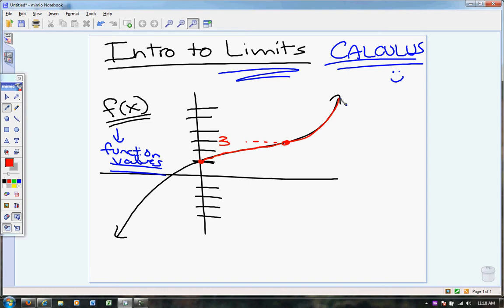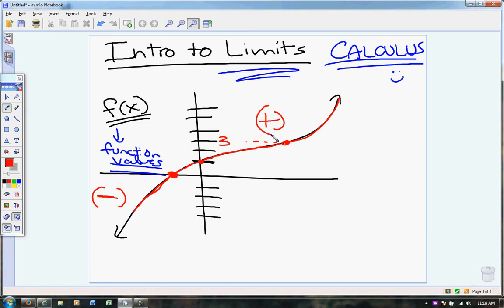As I move this way, what is happening to the function value? Decreasing. What's the function value right here? 0. And then when I keep going, what are the function values now? Are they positive or negative? So over here, the function values are negative. Over here, the function values are positive. But all of this is happening.